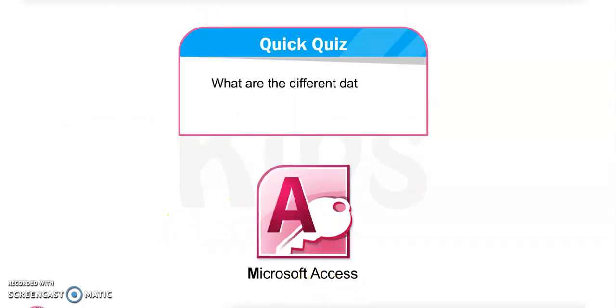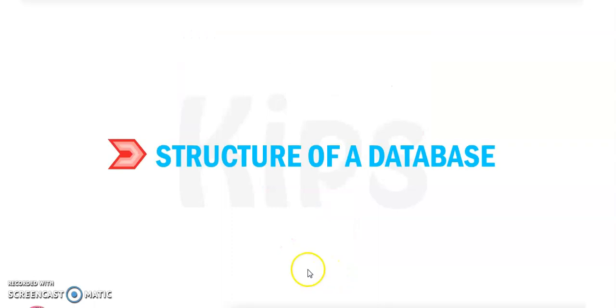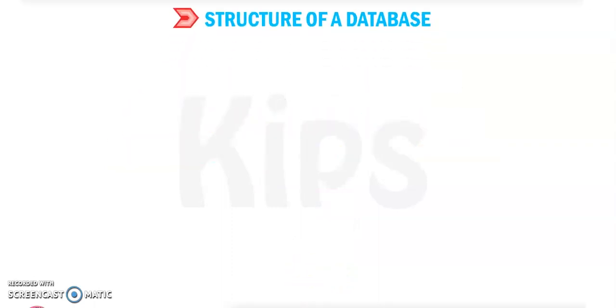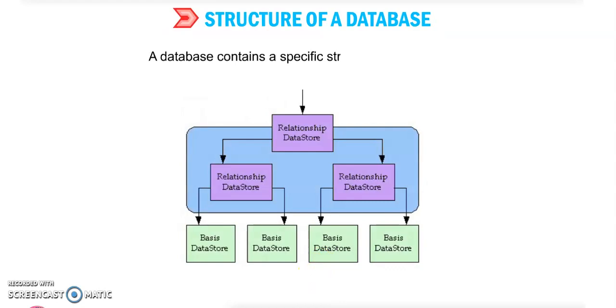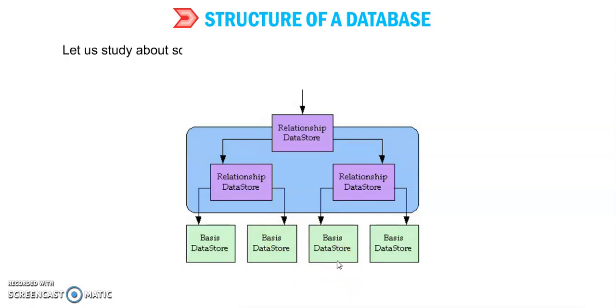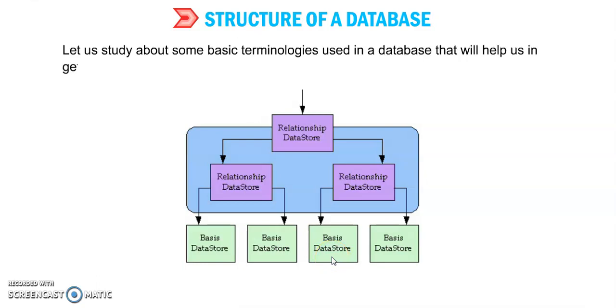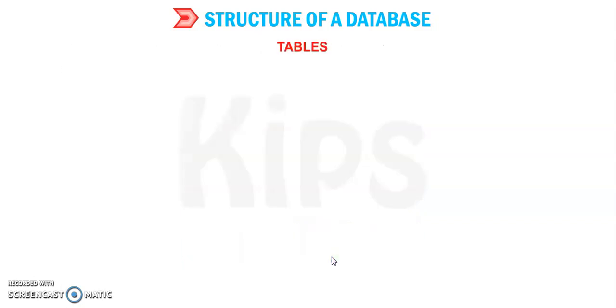What are the different database objects in Microsoft Access? First, I will explain to you about the structure of a database. What things are included in a database? A database contains a specific structure to store data. Let us study some basic terminologies used in a database that will help us in getting acquainted with the functioning of a DBMS.